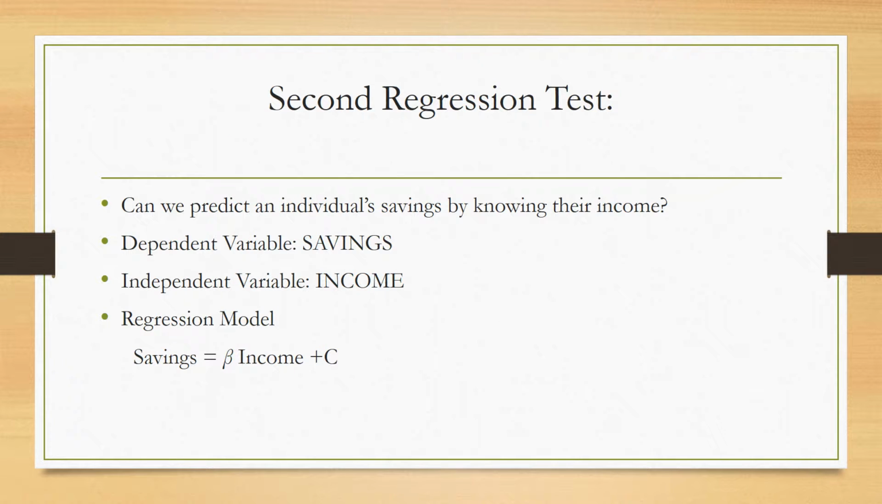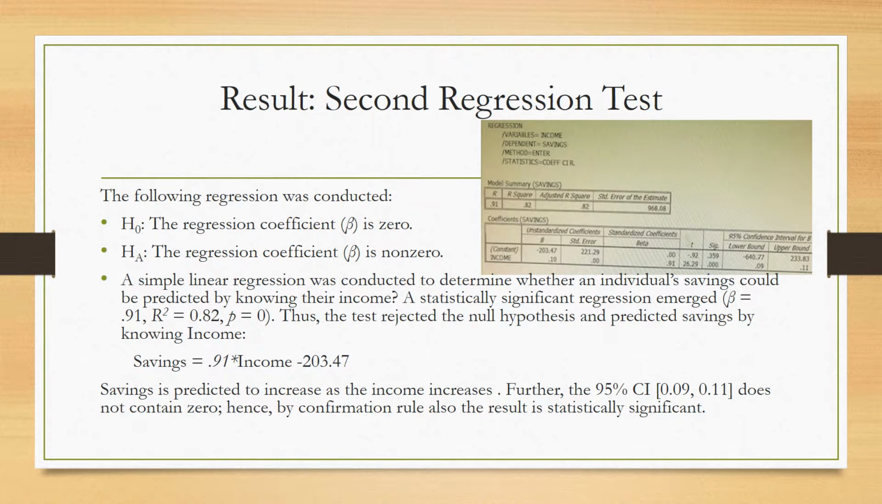Let's go to the second regression test. Here we are going to see whether we can predict an individual's savings by knowing their income. The dependent variable is savings and the independent variable is income. The regression model looks like savings is equal to regression beta into income plus C. Let's see the test result. Here also the same: the null hypothesis is the regression coefficient is 0. The alternative hypothesis is the regression coefficient is non-zero.